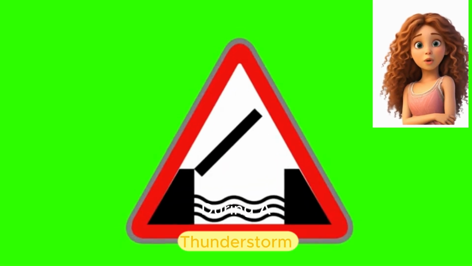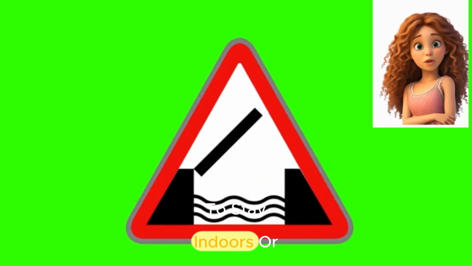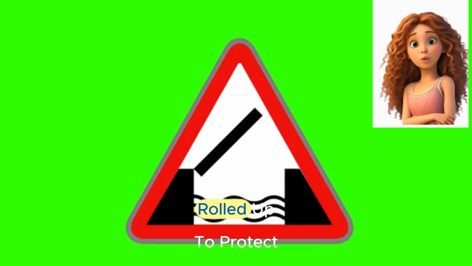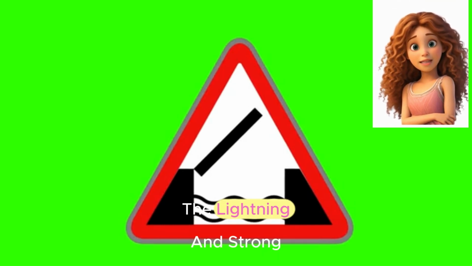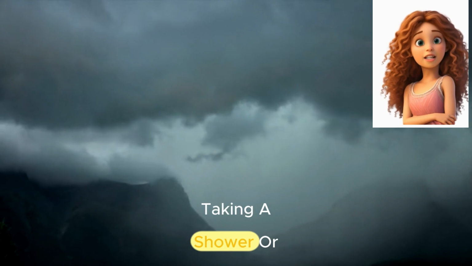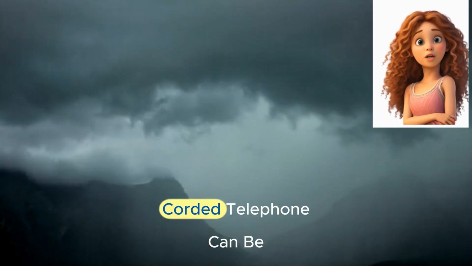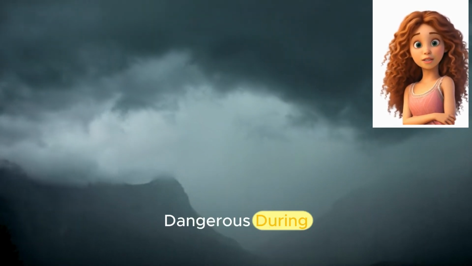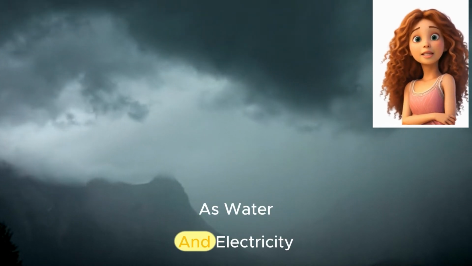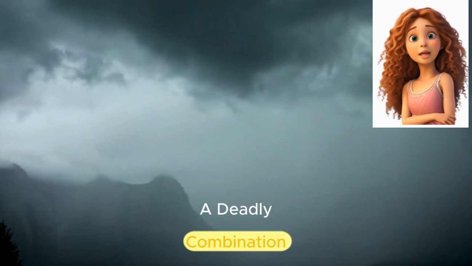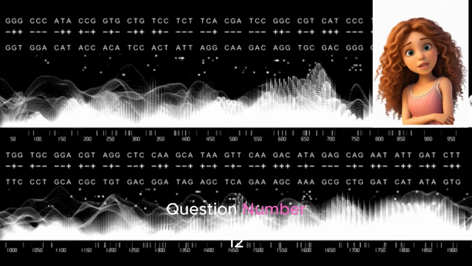During a thunderstorm, it is important to stay indoors or in a vehicle with the windows rolled up to protect yourself from the lightning and strong winds. Taking a shower or using a corded telephone can be dangerous during a thunderstorm, as water and electricity can be a deadly combination.